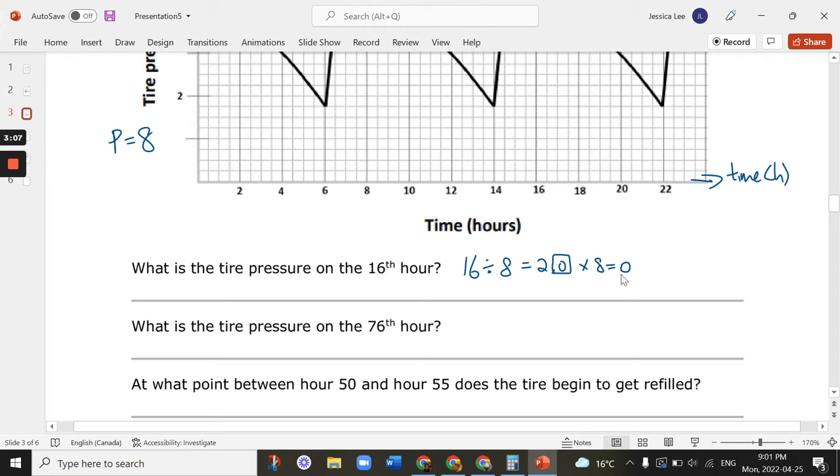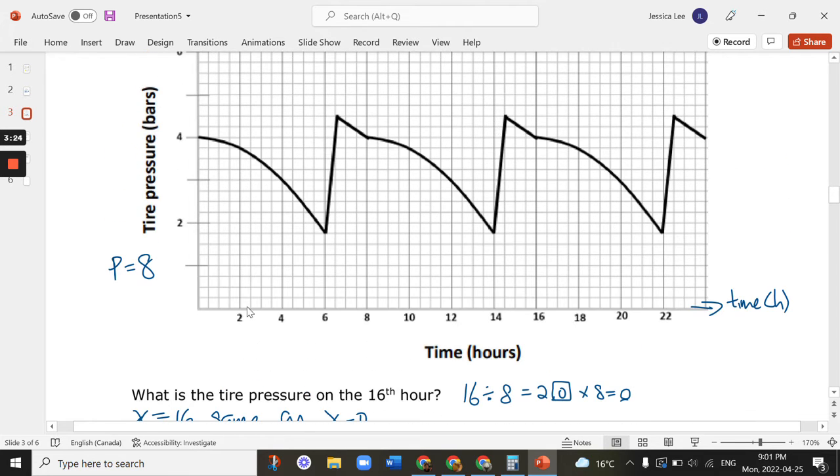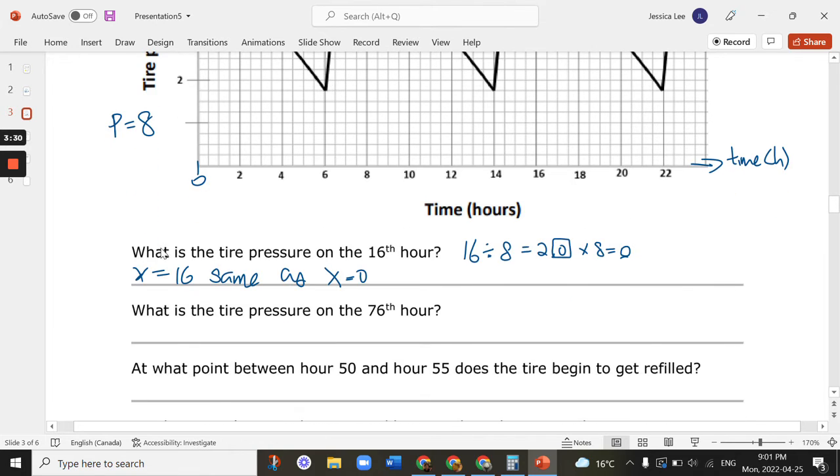So what does it mean? This is at the beginning of the cycle. So when x equals 16, it will be the same as when x equals 0. Then we look up when x equals 0, right there, the tire pressure is 4. So the answer for both x equals 16 or x equals 0 is 4 bars.